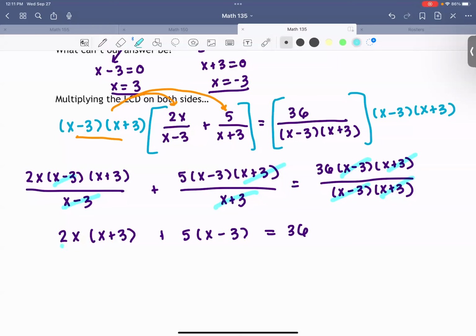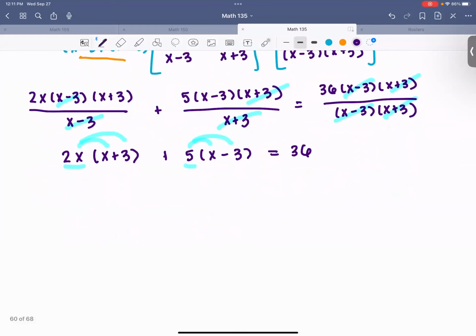Distribute, perfect, right? I have a 2x. I can distribute that over to the x and the 3. I can take that 5 and distribute it over to the x and the minus 3. What's 2x times x? 2x squared, perfect. 2x times 3 is plus 6x, okay? Moving on to the next term, I have plus 5x minus 15, just multiplying the 5 over. And then on the right-hand side, I'm still having the 36. I have to keep writing that down there.